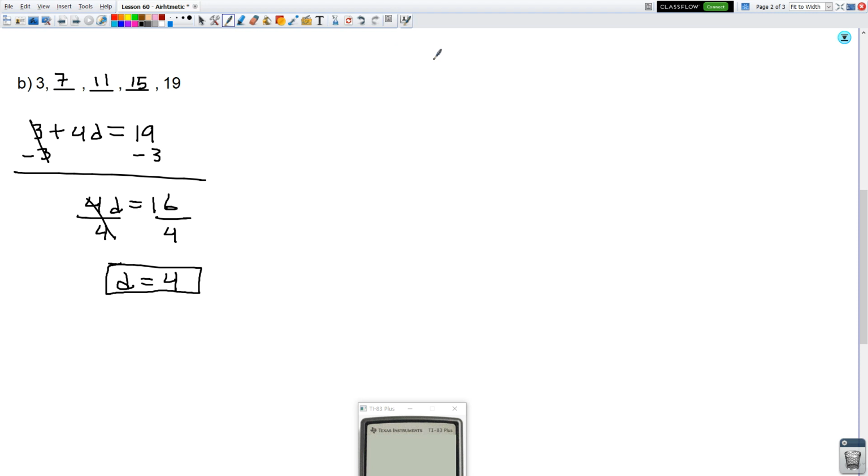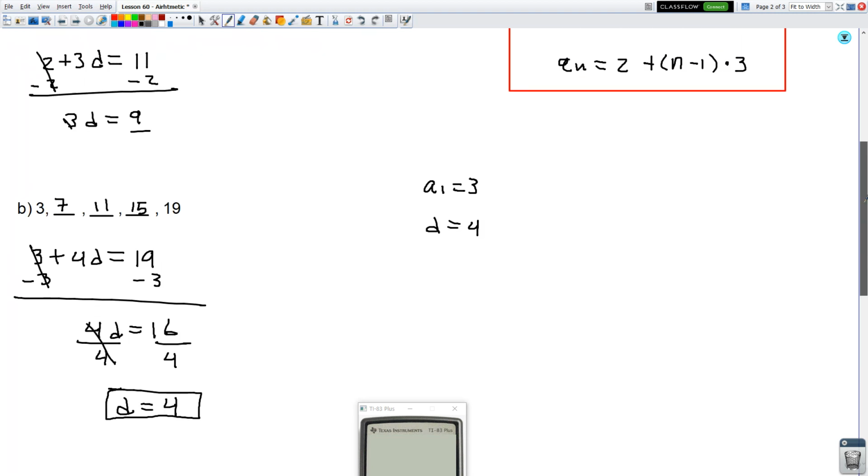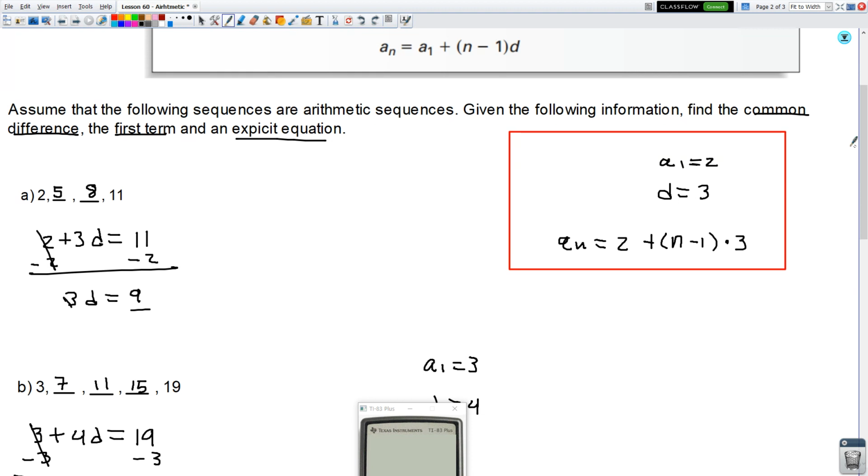We're looking for the first term, which is 3. We're looking for the common difference, which we found to be 4. Once you know the first term and the common difference, then we can write down the explicit formula, where the explicit formula, again, looks like this. Let me move the calculator here. an equals a1 plus n minus 1 times d.